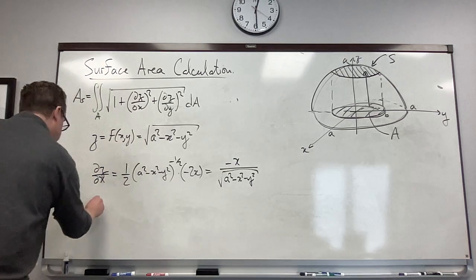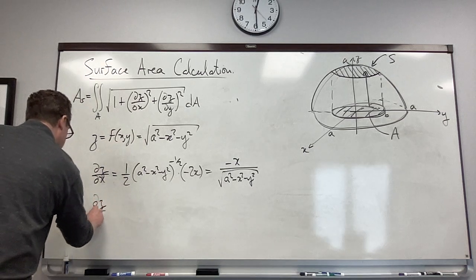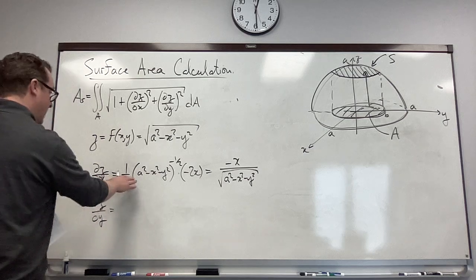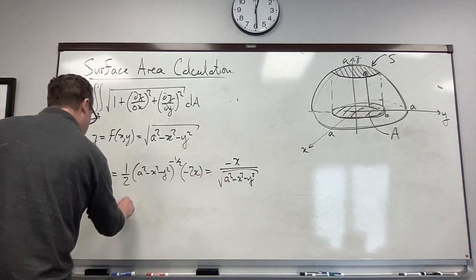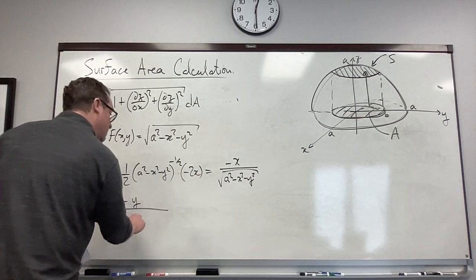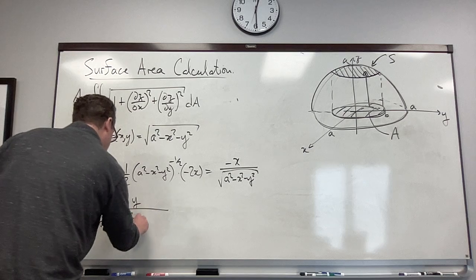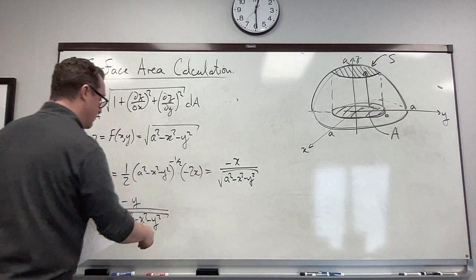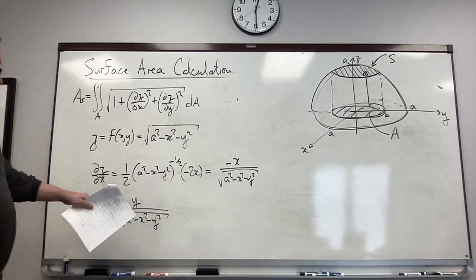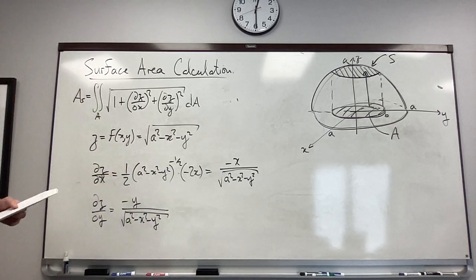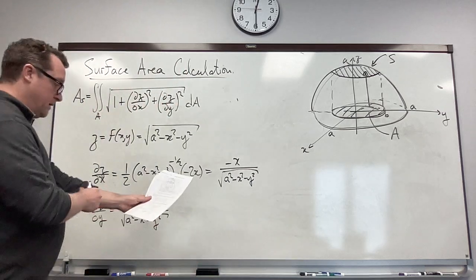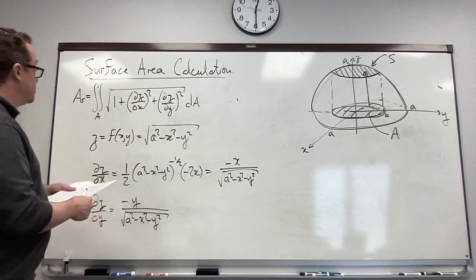The partial of z with respect to y has a similar form. It's going to be 1/2 times this, times minus 2y. So this will equal minus y over the square root of a squared minus x squared minus y squared. I hope you can see that. You don't have to make that jump, you can just calculate the same way. I'm going to leave this diagram up here, so I'm going to work around it. So those are the two partials.